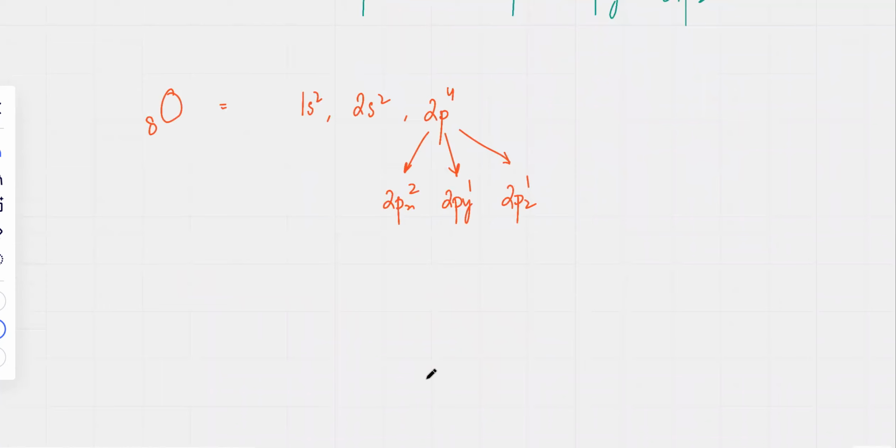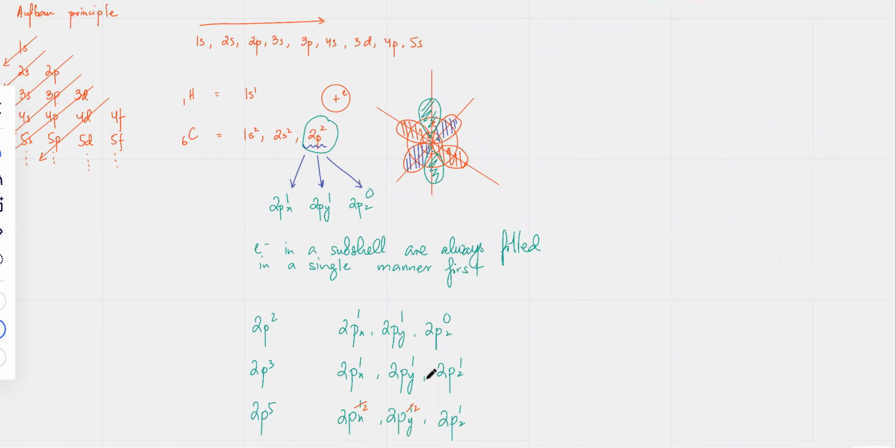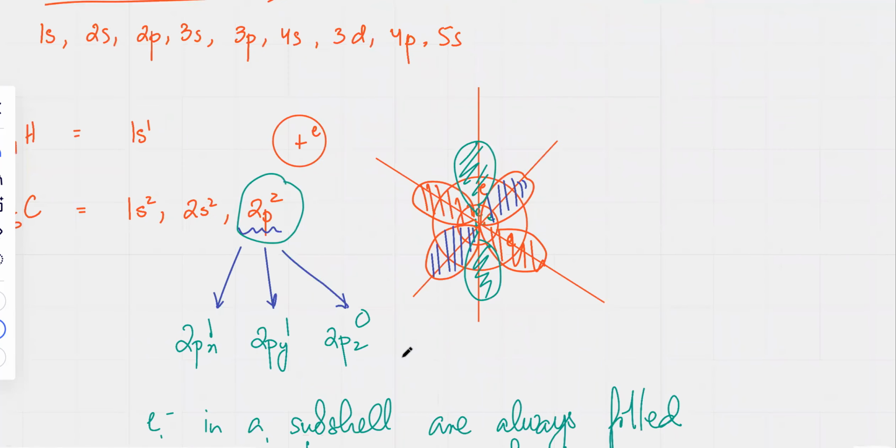So let's try and do another one. Let's try and do sodium, which has 11 electrons. So remember, all these regions overlap. Think of bees buzzing around some sweets. The paths that the bees are taking are overlapping. It's not that one bee is just buzzing over here and not allowing the other bees to enter that path.